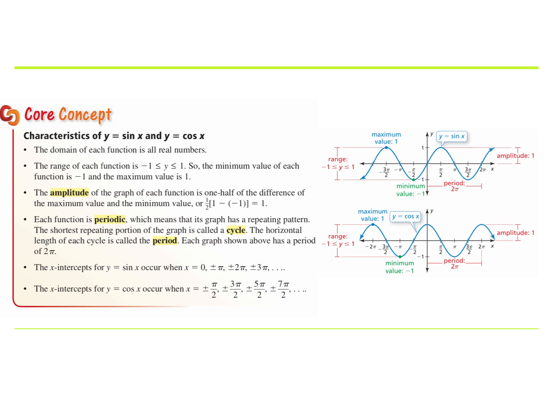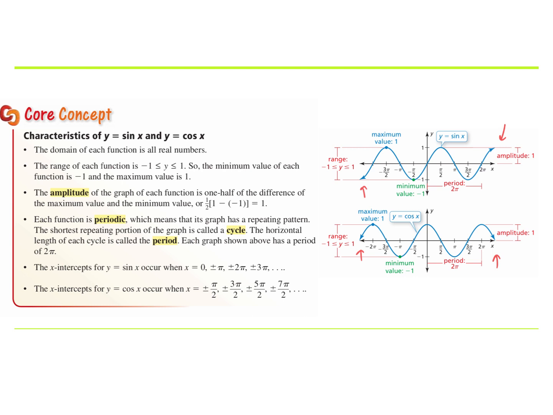So we have the core concept. So characteristics of y equals sine x and y equals cosine x. The domain of each function is always all real numbers. Again, as you guys see, we have arrows for both of them. So it's going to keep going on forever and ever. So that's why the domain is always all real numbers.